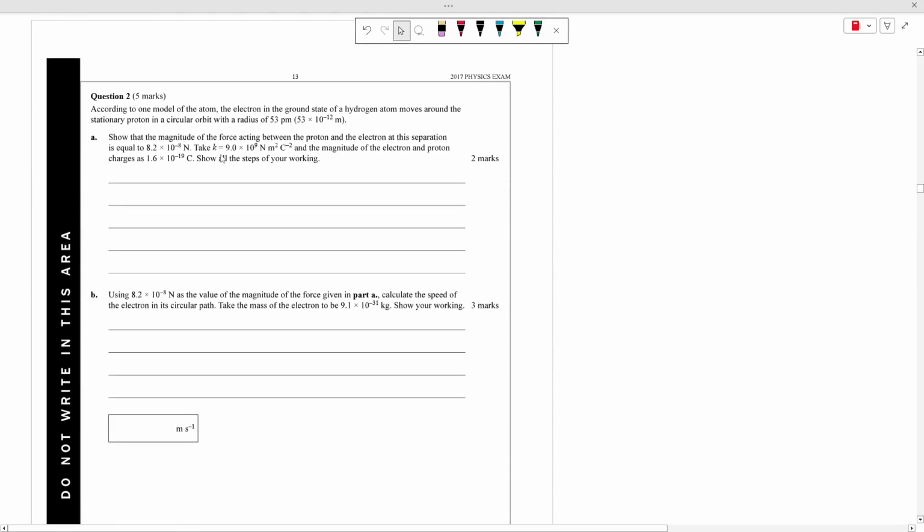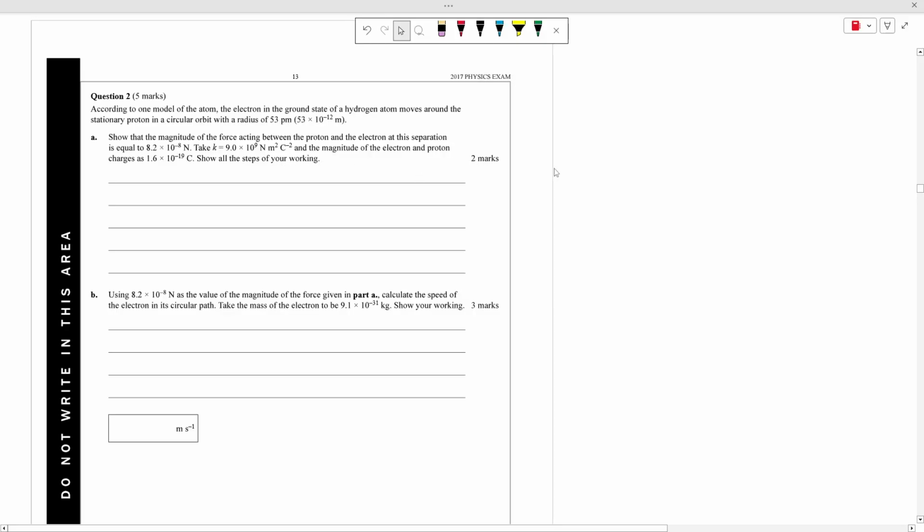Alright, question 2. According to one model of the atom, the electron in the ground state of a hydrogen atom moves around the stationary proton in a circular orbit with a radius of 53 picometers, or 53 times 10 to the negative 12 meters. Show that the magnitude of the force acting between the proton and the electron at this separation is equal to 8.2 times 10 to the negative 8 newtons. Take K equal to this, and the magnitude of the electron and the proton charges as this. Show all steps of your working.